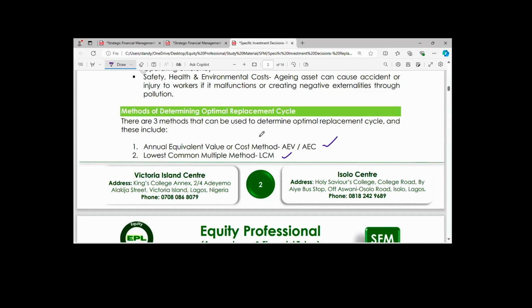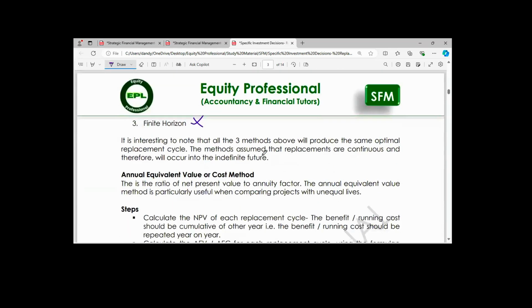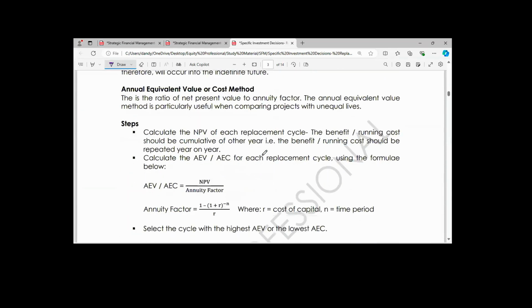Step 2, you calculate annual equivalent value or cost. The annual equivalent value or cost is simply the ratio of NPV to the annuity factor for each replacement cycle. So after you have computed your NPV, just divide it by the annuity factor. That will give you the annual equivalent value or cost. Of course, if your NPVs are positive, it will be annual equivalent value. But if your NPV is negative, it will be annual equivalent cost.